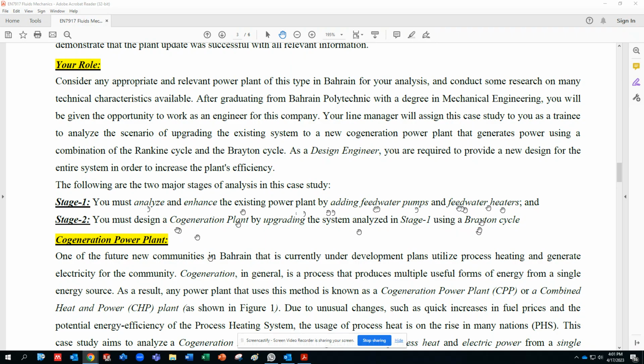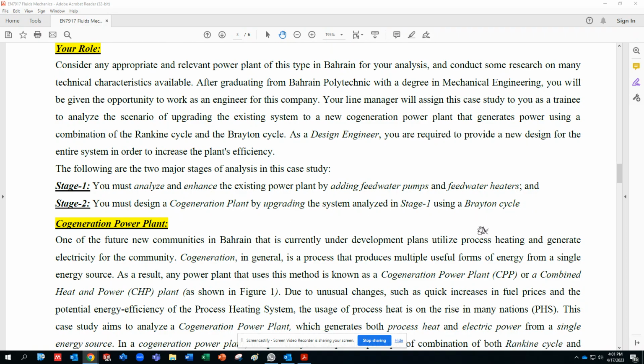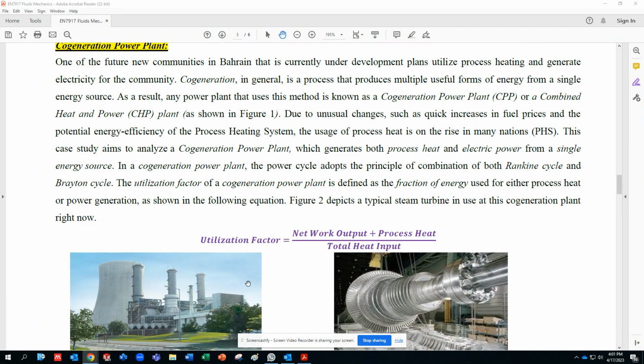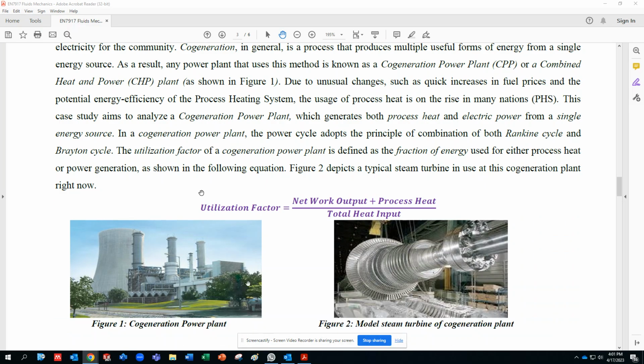You have to understand the thermodynamic cycle involved in the power plant, and in the second stage you will analyze the Brayton cycle and how to add it to the existing power plant so that the performance is enhanced to make it a cogeneration power plant. This is the main task. From this paragraph, you will understand what a cogeneration power plant is, its purpose and advantages, and its performance factor, which is the utilization factor. You will do a small research on this and proceed further.